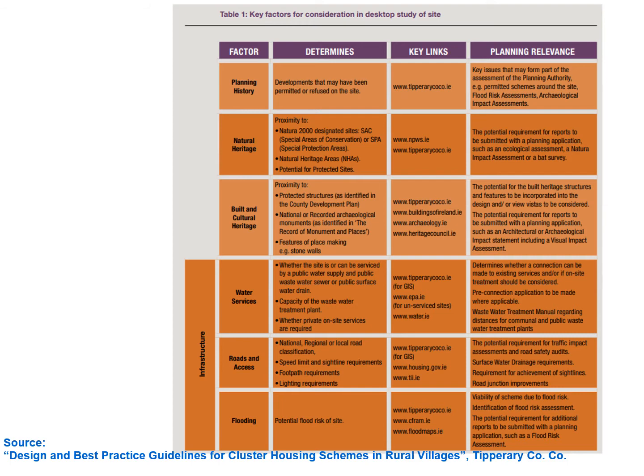You need to consider the built and cultural heritage. Is the site or building close to a protected structure? Is it close to national or recorded archaeological monuments? Are there any natural special features of placemaking? For example, if you're in the west of Ireland, the old stone walls that surround fields would be a feature of placemaking. That's part of Irish cultural heritage. The infrastructure then carrying to and from the site, so any existing water services, roads and access, or flooding risk.